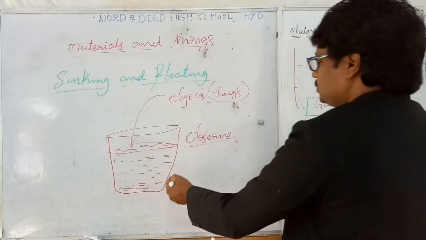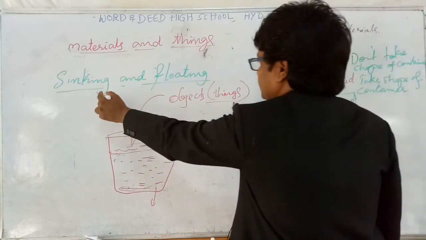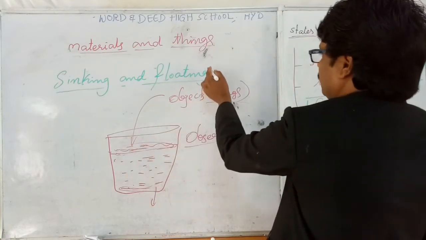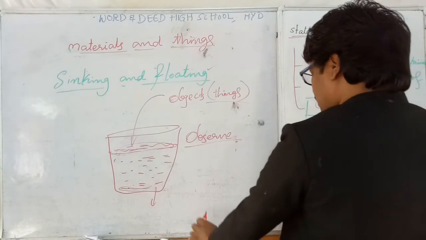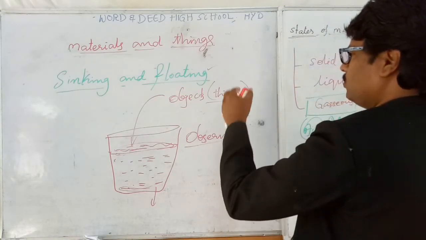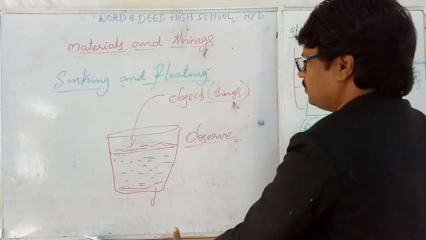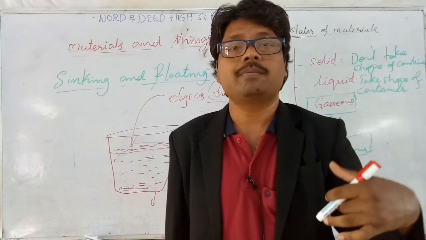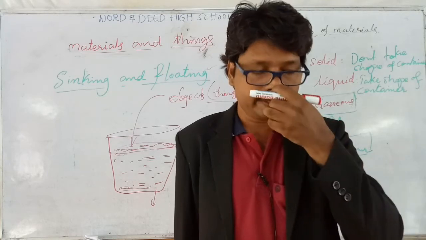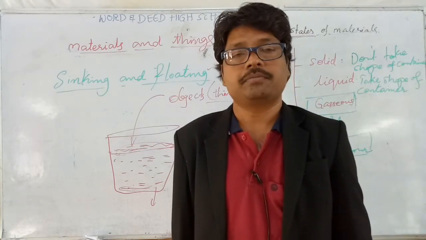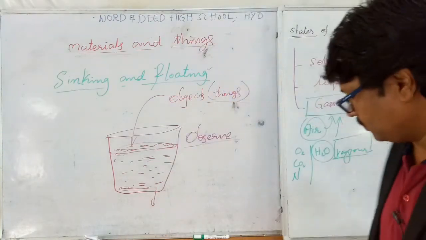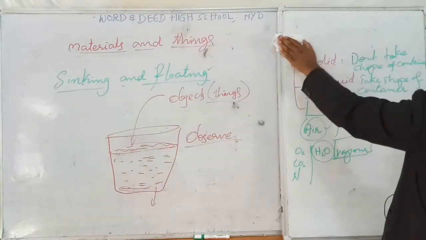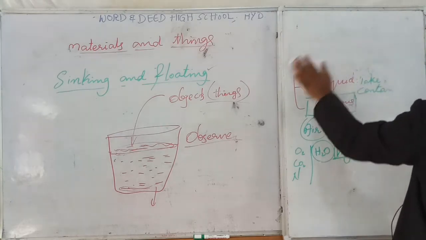So the objects which sink are called sinking objects, and the objects which remain on the water surface are called floating objects. Some of the objects sink in water and some float on water. Why is this happening? Because that depends upon the type of material the objects are made of. Collect those objects and do that experiment at your home, students.